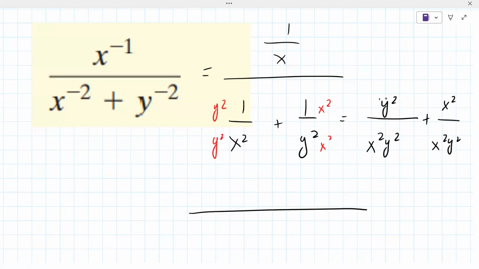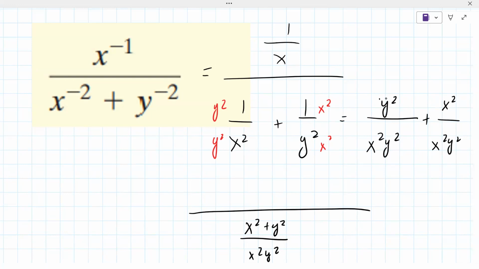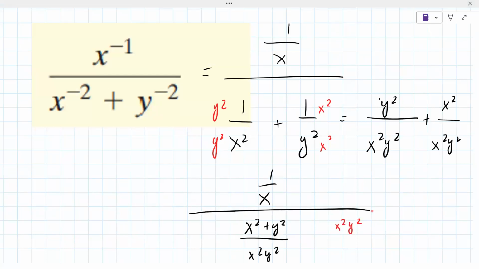So the net result of the bottom is, and I'm going to change the order, x squared plus y squared over x squared y squared. And then the result would be 1 over x like this, and then you have to multiply by the reciprocal. It would be x squared plus y squared over. So the bottom always cancels.